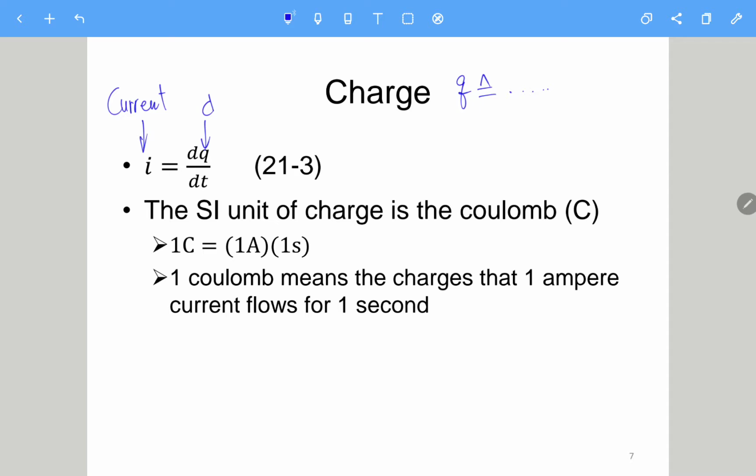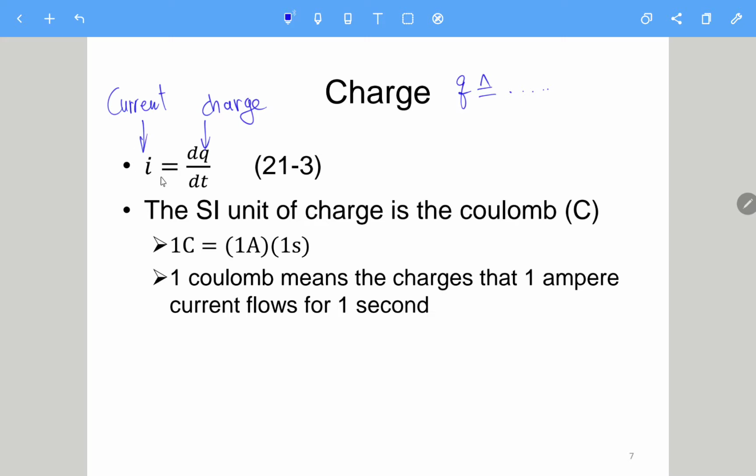So this is the charge amount. The change of the charge with respect to time is actually the current. Or in other words, if you have a moving charge, that is actually the current. So the change of the charge amount in a unit time is the current.